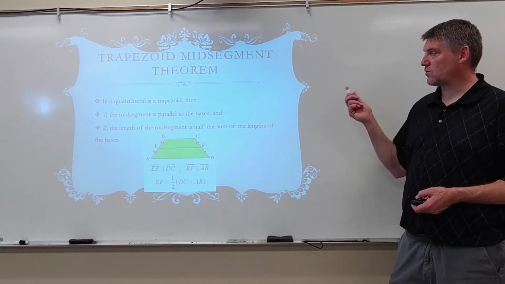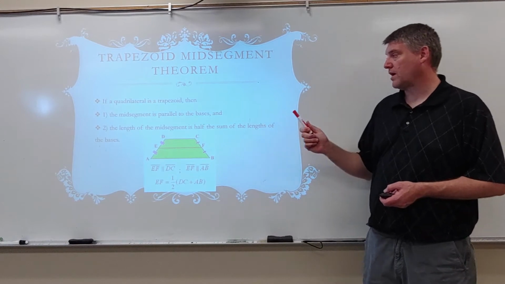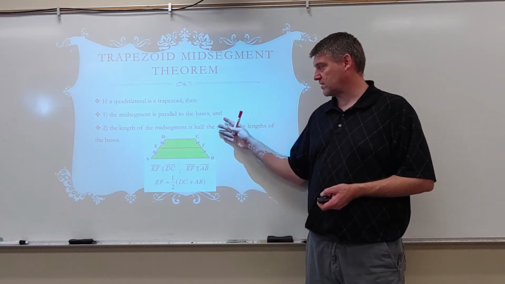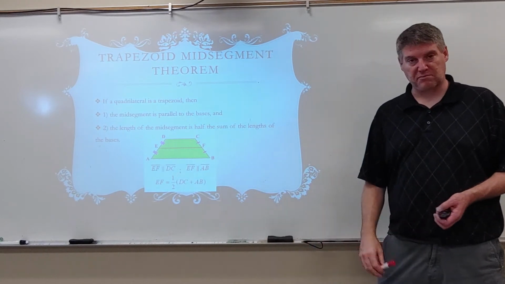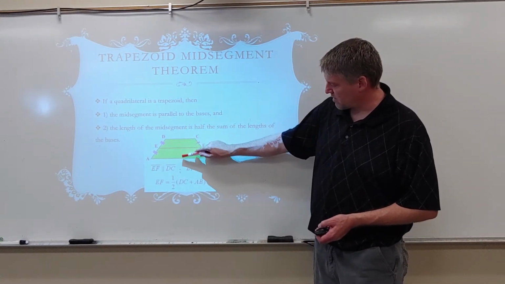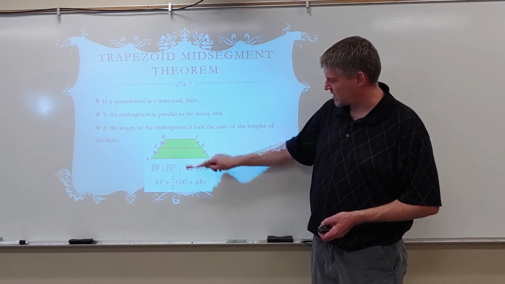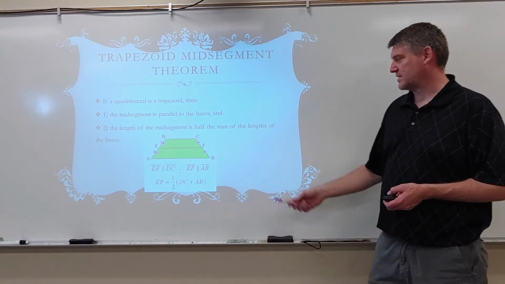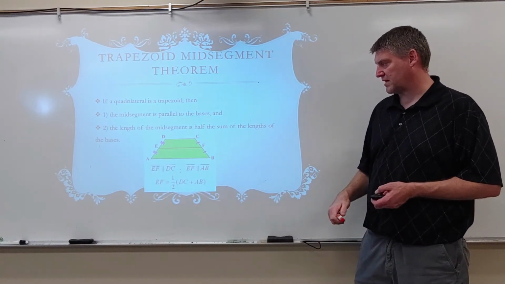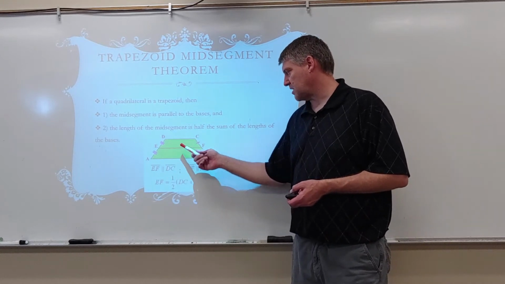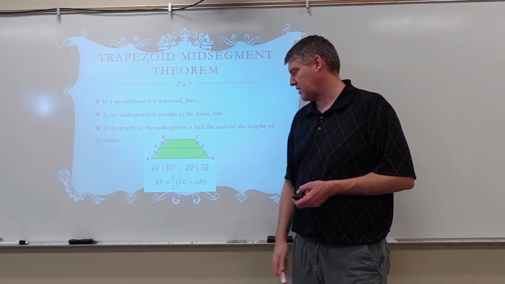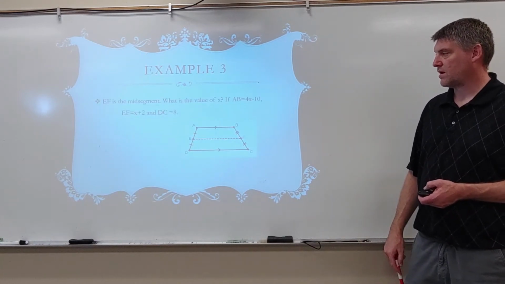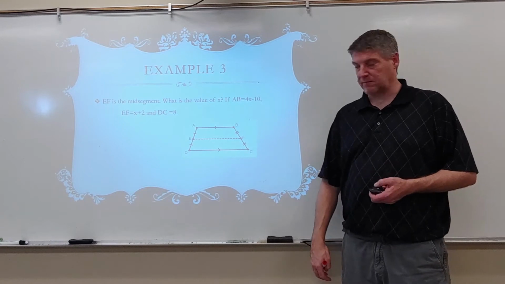Okay? Trapezoid mid-segment theorem. If a quadrilateral is a trapezoid, then both these are true. The mid-segment is parallel to the bases. So now I have three parallel lines. So DC is parallel to EF is parallel to AB. And the length of the mid-segment is half the sum of the lengths of the bases. So EF is going to be equal to (DC plus AB) over 2, or 1/2 (DC plus AB). Okay? EF is the mid-segment.